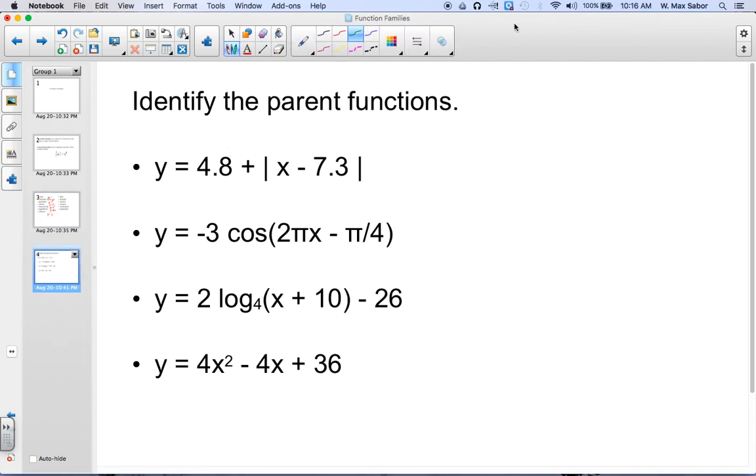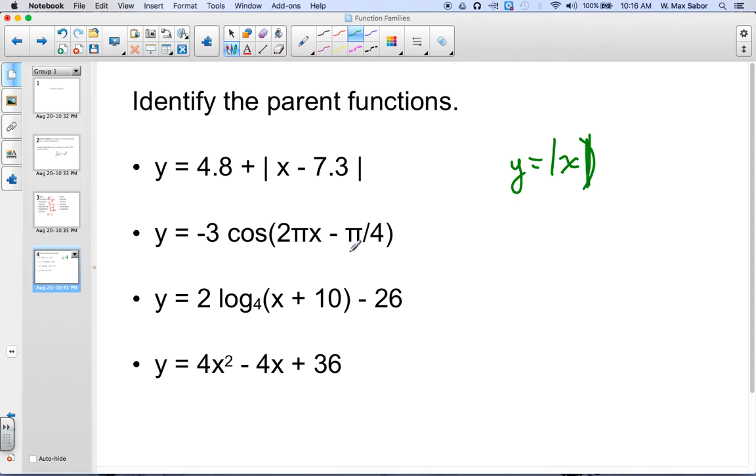Here is a sample function family question. Identify the parent function. So we have 4 different functions. We have to find the parent function for each of these. What's the most interesting characteristic here? Absolute value. So this is y equals absolute value of x is the basic one.